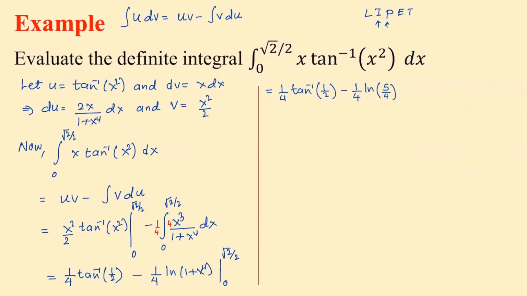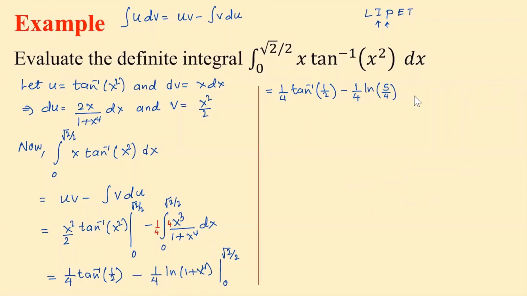If you plug in 0, 0 to the 4 is 0. 0 plus 1 is 1. It becomes natural log of 1, which is 0. 0 times 1/4 is 0, so I don't need to subtract that 0. So this is what I get.